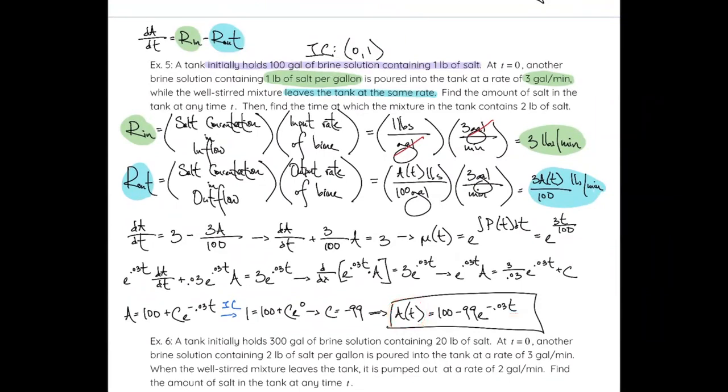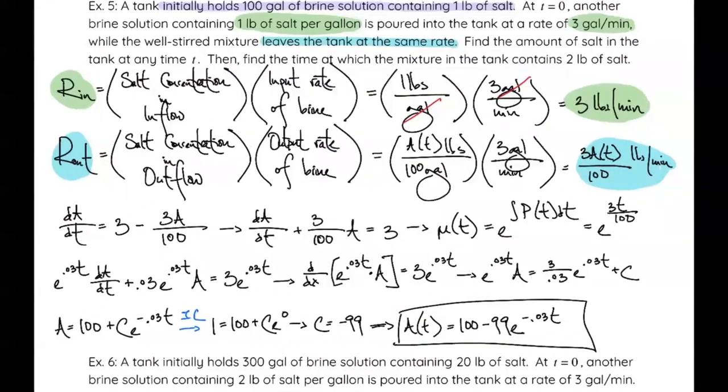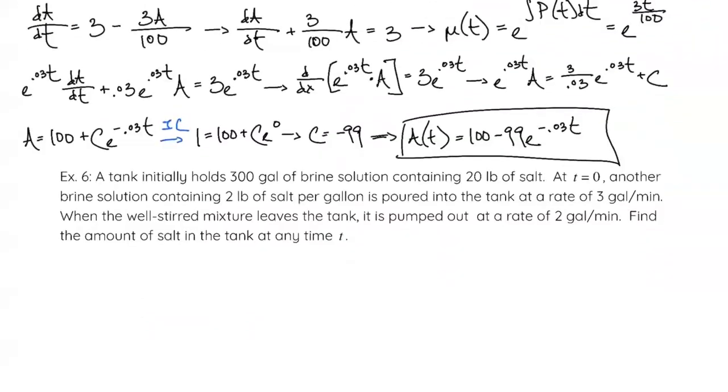I did not space this very well, but thank goodness for cut and paste. I'm going to finish this problem down here, and we'll just move example 6 to the next page. So the second part of example 5 is 2 equals 100 minus 99 e to the negative 0.03 t, and we are solving for t.